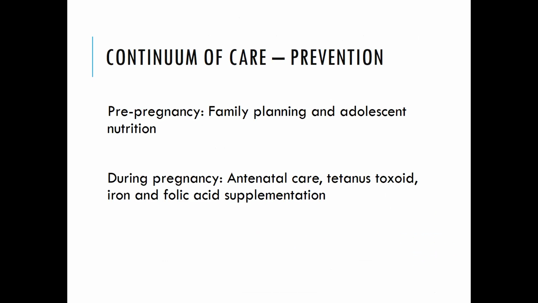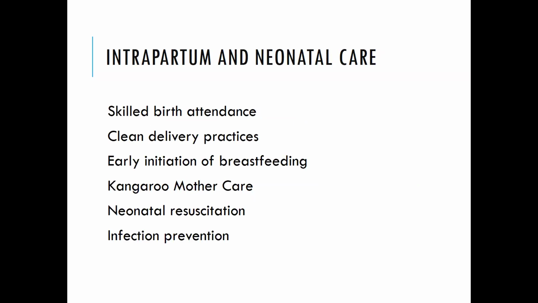One strategy is the continuum of care, where care should start from the pre-pregnancy period. There should be proper family planning, and adolescent nutrition should be addressed. During pregnancy, we need to focus on antenatal care, tetanus toxoid vaccinations, and iron and folic acid supplementation. During intrapartum and neonatal care, we need to improve the percentage of skilled birth attendants, clean delivery practices, early initiation of breastfeeding, kangaroo mother care, neonatal resuscitation, and infection prevention.